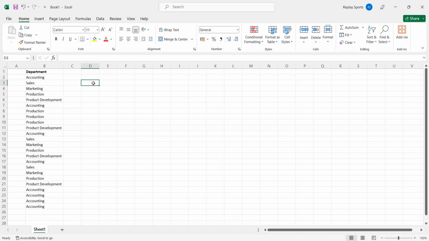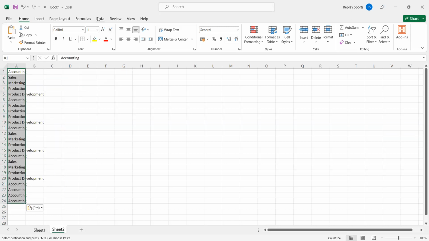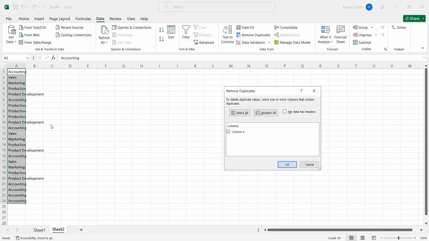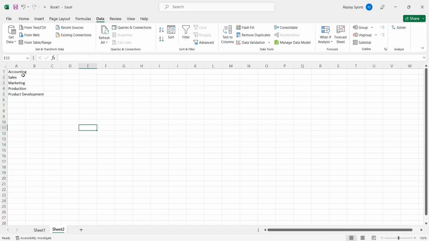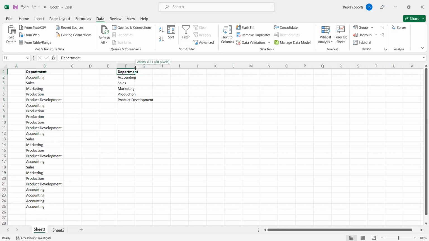When you have data like this, the first thing we do is look at the unique values. So I'll put them here and go to Data, Remove Duplicates. What it means is that the students got placed in 5 departments only. These are the 5 departments.